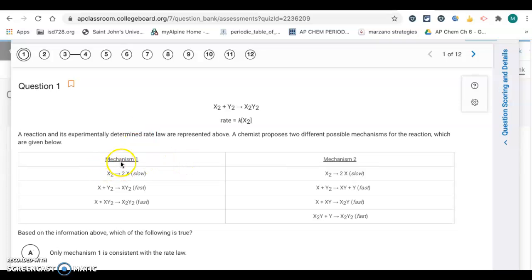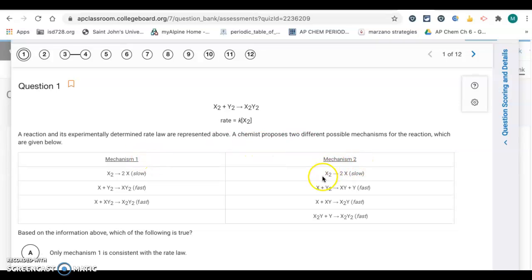Looking at mechanism one, first of all, make sure that the overall reaction matches up. This 2X right here would be an intermediate. This would cancel out, so those 2X, and there's 2 X's on the reactant side, so they would cancel. Same thing with this XY2, so those would cancel. So you have X2 and Y2 as the two reactants that are left over, and this X2Y2 as the one product, which matches up. And then the rate law for the mechanism is based on the reactant in the slow step. So it's X2, and there's just one of them, so it's going to be X2 to the first order, which matches up. So mechanism one is consistent.